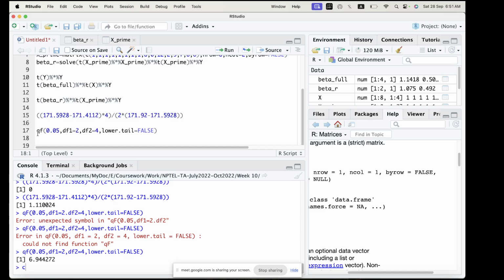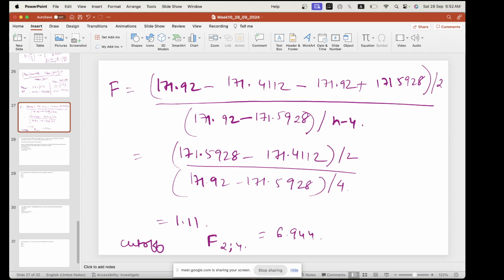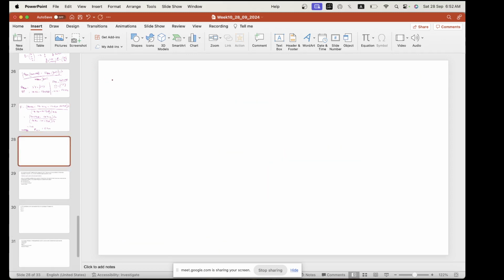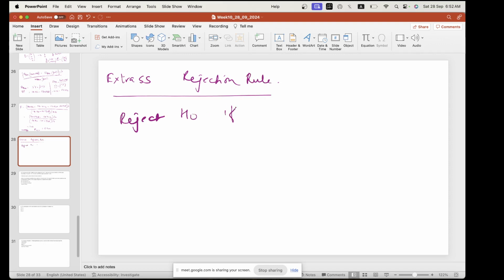Okay, f in small. So that is also 6.944 as we saw. Now here, what was our rejection rule for these extra sum of squares? The extra sum of squares rejection rule was that we reject H naught if and only if F observed is greater than F cutoff.